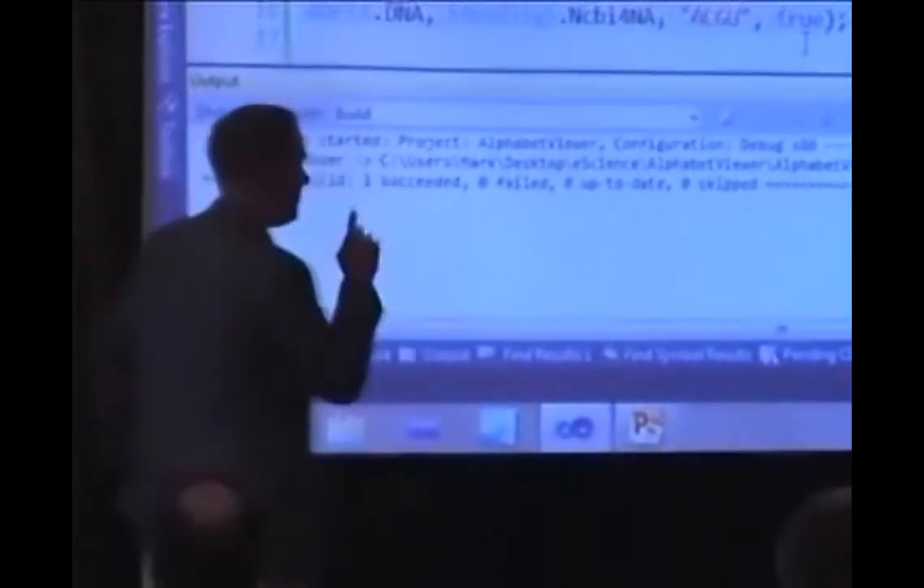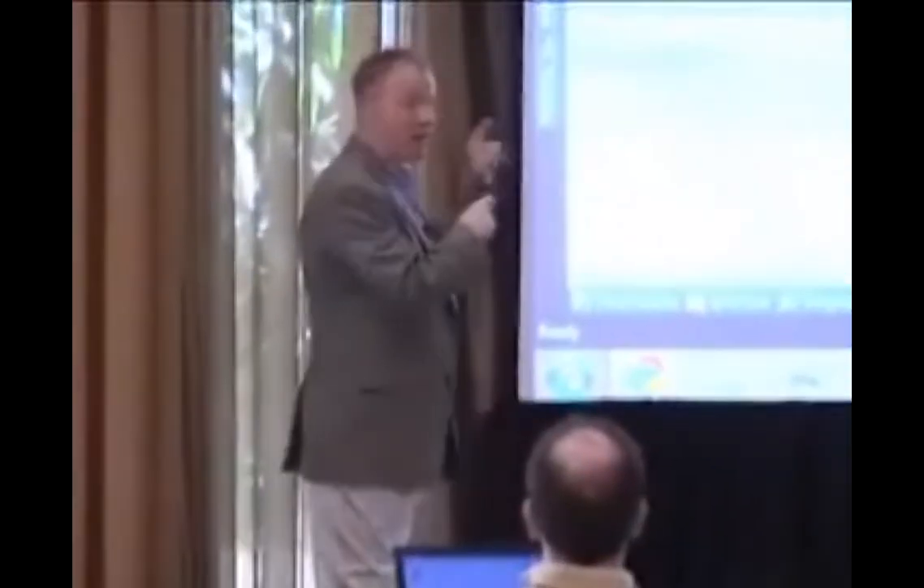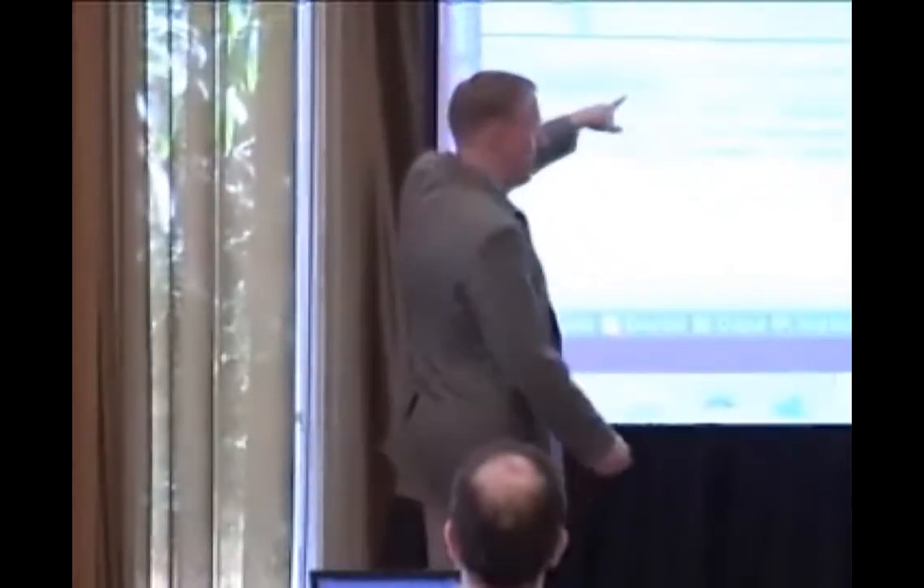Yes, question? But that means when you code this, you need to wrap this in a try-catch block? Well, the question is, do I need to wrap this in a try-catch block? The reality is this is actually a bug on my side, okay? Because I'm picking an encoding here, NCBI 4NA, which is strictly supposed to represent DNA nucleotides.